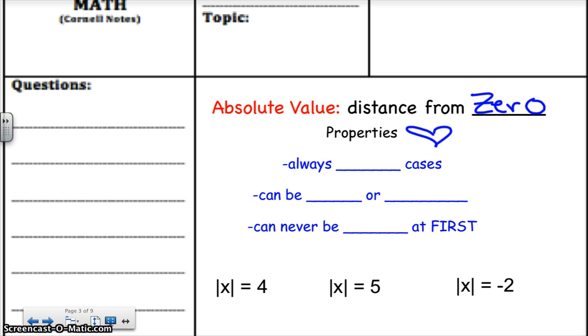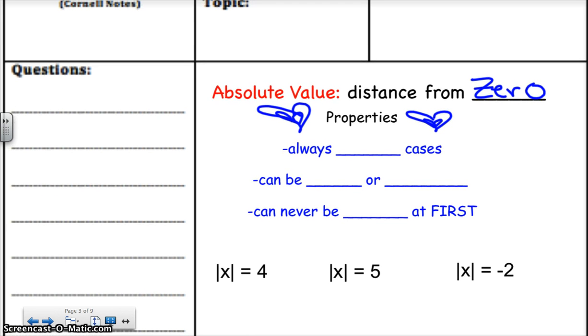Properties of absolute value. This is a heading. This is a topic. This would be a good guiding question on the left-hand side. But some properties, you are always going to make cases. You are always going to make or create. I'm going to use the vocab word create. I think it sounds smarter. So you're always going to create cases. The cases can be positive or they can be negative.